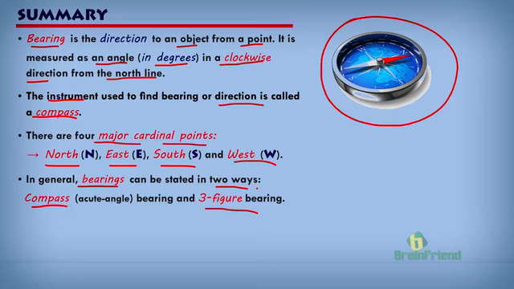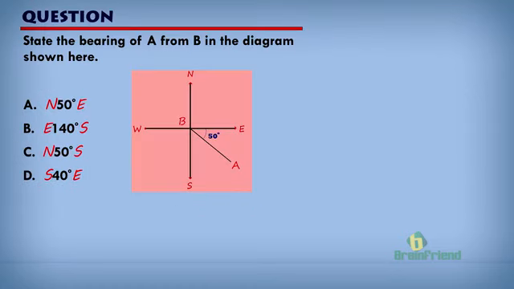Now, before we go, I want to be sure that you really know how to find bearings. And to do that, I'll give you 2 quick questions to answer, and then our class will come to an end. Now, state the bearing of A from B in the diagram shown here. I'm sure this should be very simple for you. What is the bearing of A from B? We are making use of the compass bearing method.